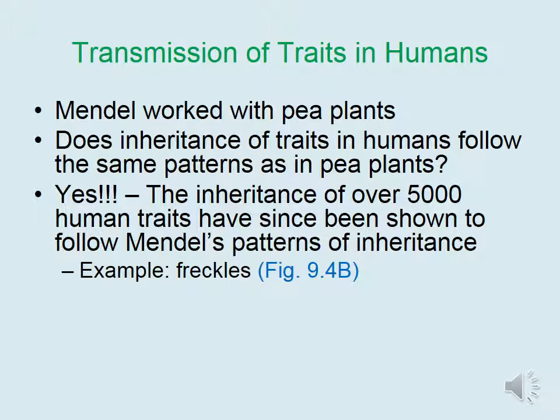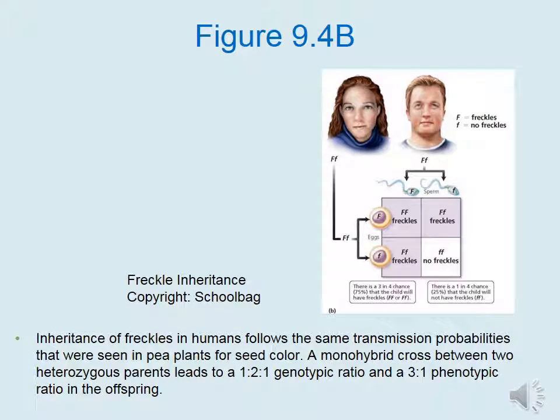Mendel, of course, studied pea plants, which is a good model organism, but we are most interested in the transmission of traits in humans. So does the inheritance of traits in humans follow the same patterns as in pea plants? The answer is a resounding yes. The inheritance of over 5,000 human traits have since been shown to follow Mendel's patterns of inheritance. One example is the inheritance of freckles. The inheritance of freckles in humans follows the same transmission probabilities that were seen in pea plants for seed color. A monohybrid cross between two heterozygous parents leads to a 1:2:1 genotypic ratio and a 3:1 phenotypic ratio in the offspring.